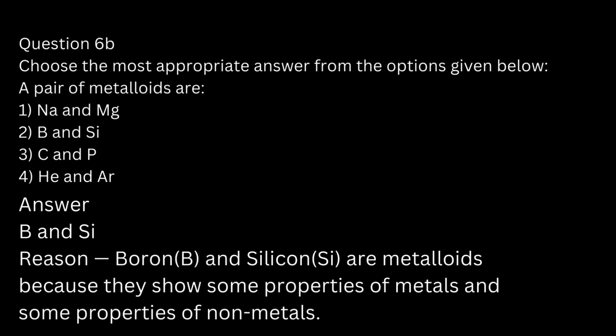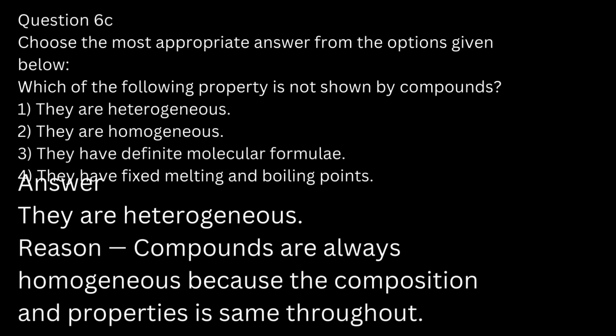Question 6b. Choose the most appropriate answer from the options given below. A pair of metalloids are: 1. Sodium and magnesium, 2. Boron and silicon, 3. Carbon and phosphorus, 4. Helium and argon. Answer. Boron and silicon. Reason: boron, B, and silicon, Si, are metalloids because they show some properties of metals and some properties of nonmetals.